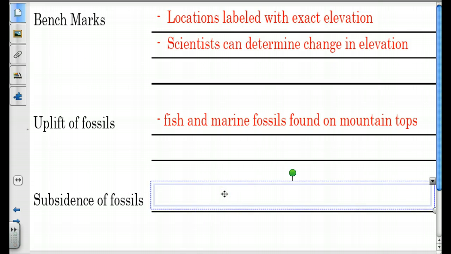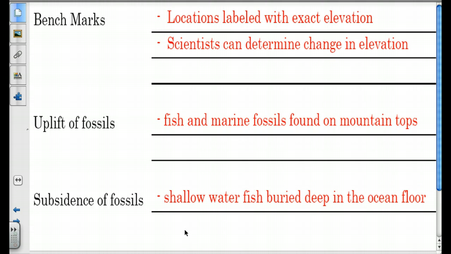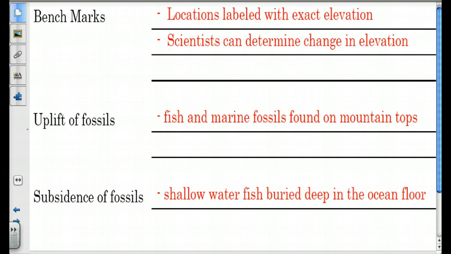There are also places where you have shallow fish, which live in shallow water, buried deep in the ocean floor. So those areas have sunk. Where you have two plates that are coming together, and one is subducting under the other, the ocean gets deeper there, and so those shallow marine fossils can be found in areas where the water is very deep.